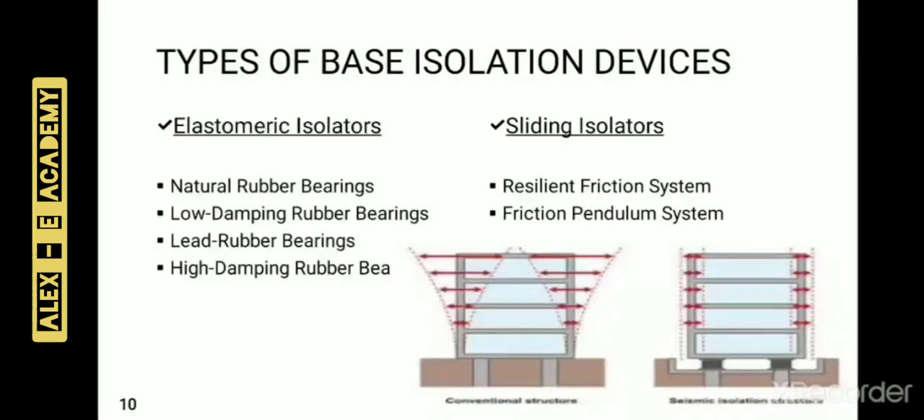Base isolation devices are mainly classified into two: elastomeric isolators and sliding isolators. In elastomeric isolators, there are natural rubber bearings, low damping rubber bearings, lead rubber bearings, and high damping rubber bearings. And sliding isolators are of two types: resilient friction system and friction pendulum system.